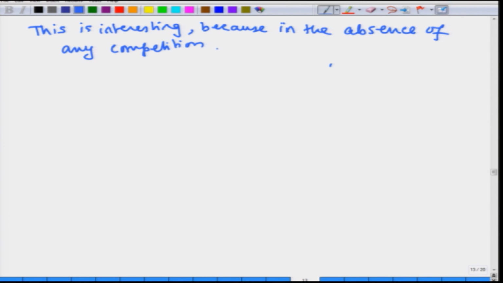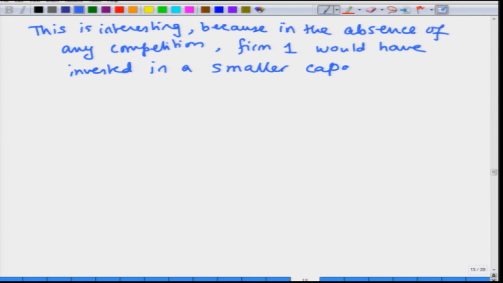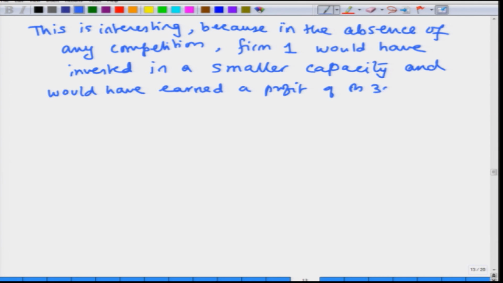So in the absence of any competition, firm 1 would have invested in a smaller capacity and would have earned a profit of 30. So, if there was no threat of entry, then firm 1 would have invested in a smaller capacity and would have earned a profit of 30,000.